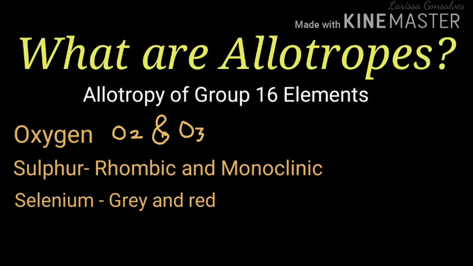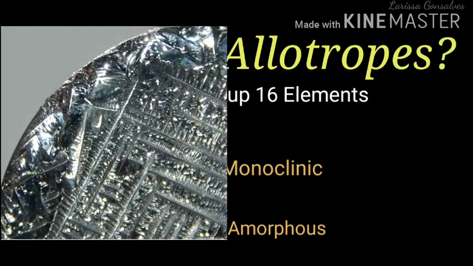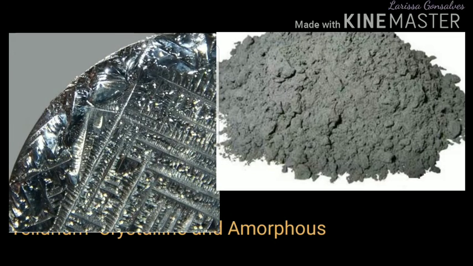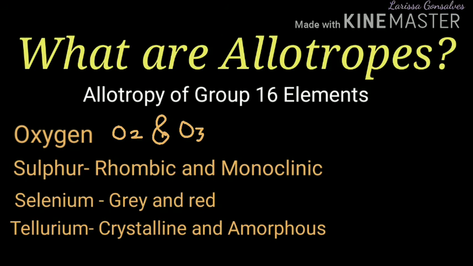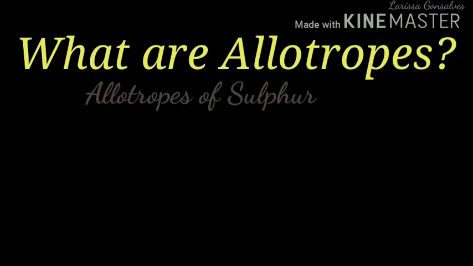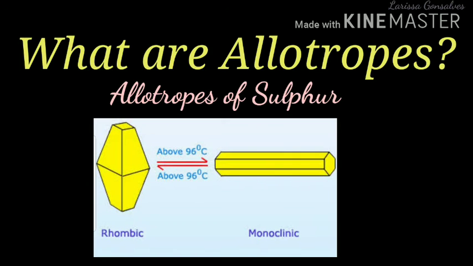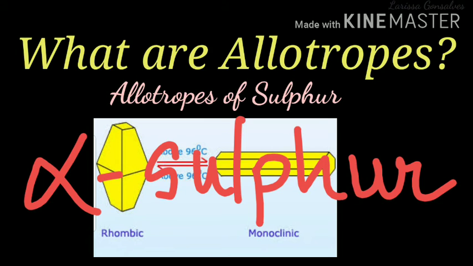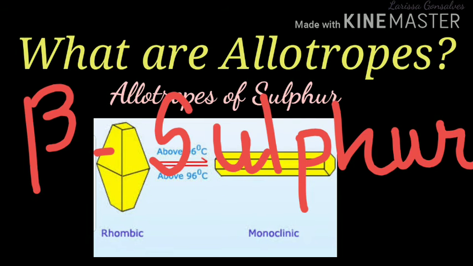Tellurium also has two allotropic forms, that is crystalline and amorphous. Polonium also has two allotropic forms, that is alpha and beta. Both are metallic in nature. In this chapter, we are going to study the allotropes of sulfur. As we know, sulfur has a number of allotropic forms, but rhombic sulfur and monoclinic sulfur are the most important allotropes of sulfur. Rhombic sulfur is also called alpha sulfur and monoclinic sulfur is also called beta sulfur.